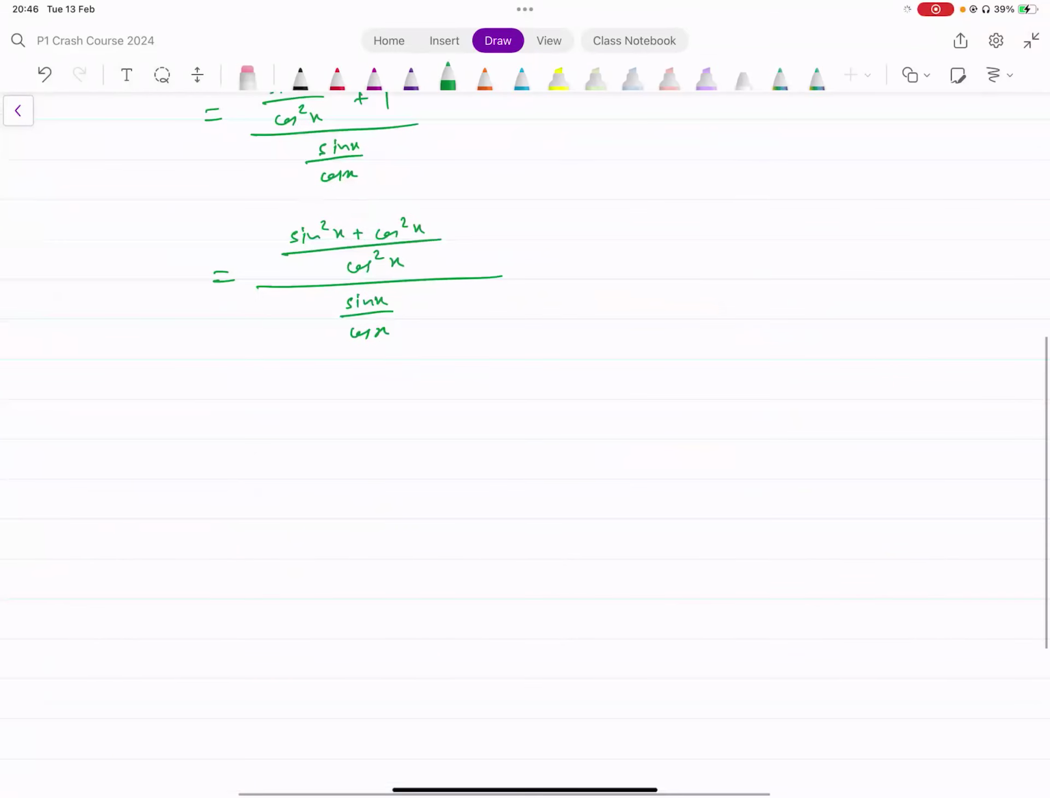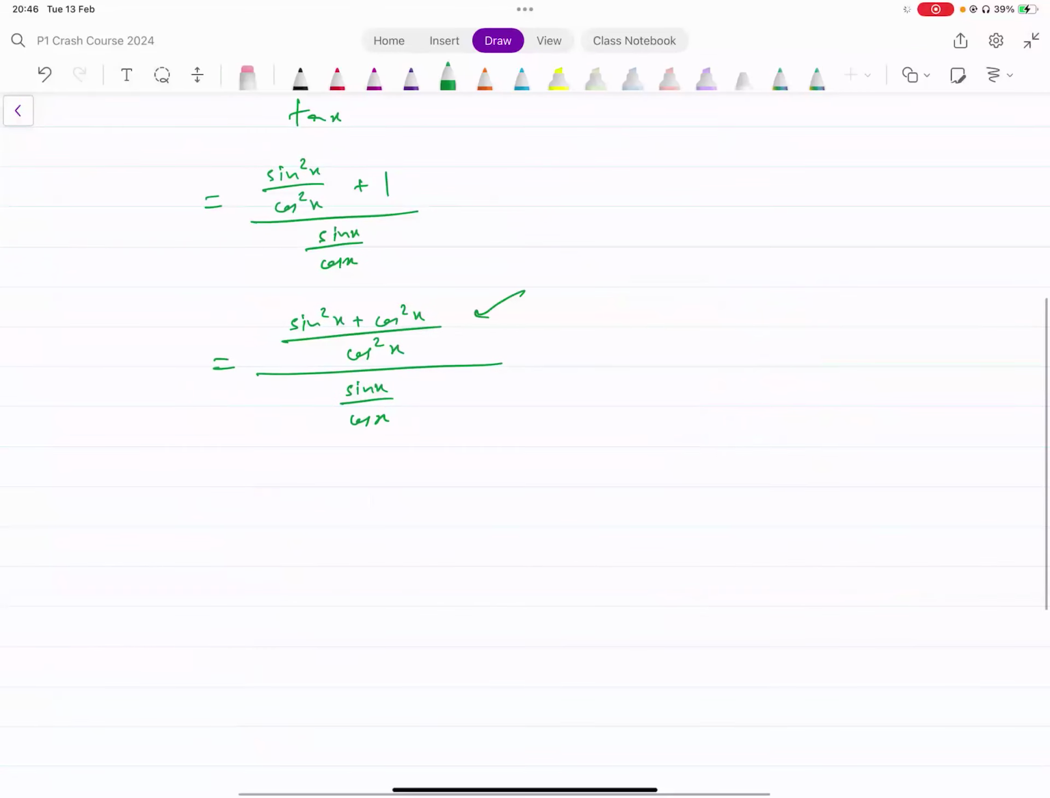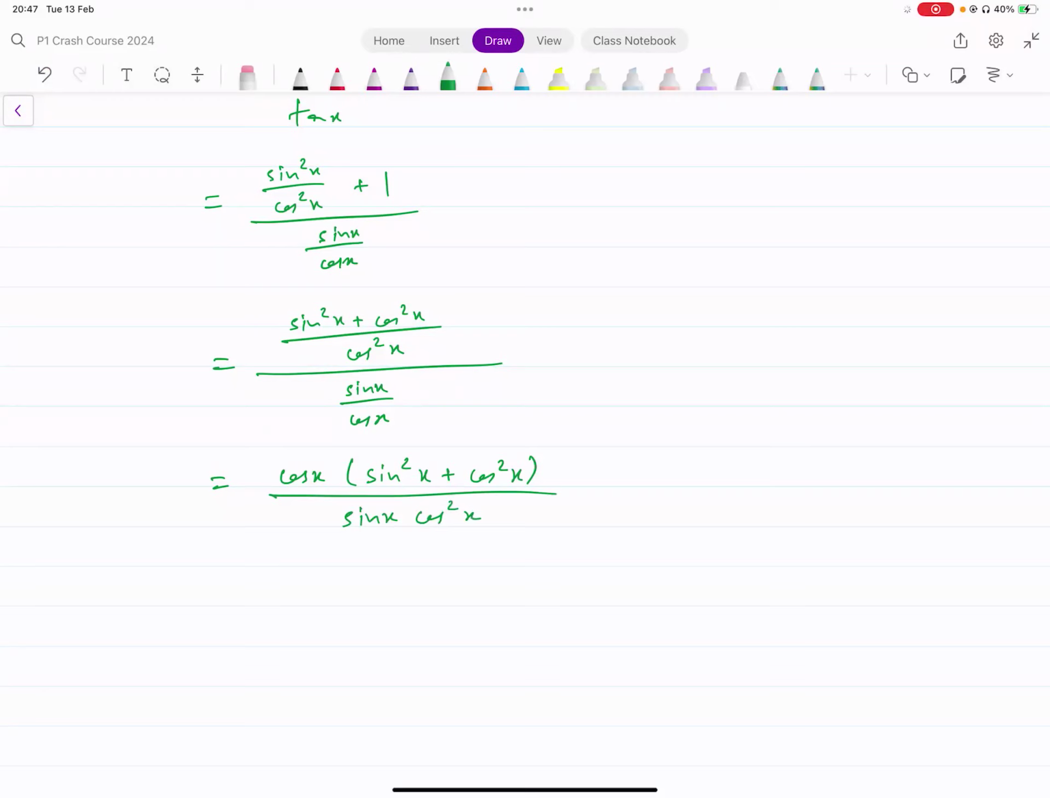Right? Remember that rule. We have a fraction in the numerator. We have a fraction in the denominator. The denominator above is going to go below. The denominator below is going to go above and get multiplied. So we can take this cos x to the numerator. So it becomes cos x into sine square x plus cos square x. And bring this cos square x to the denominator and multiply it with sine. So it gives you sine x into cos square x.